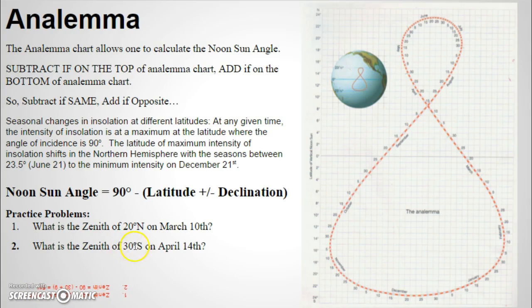So what is the zenith at 30 degrees south on April 14th? Notice my reference point is in the southern hemisphere, so the same rules apply. Subtract if it's on the same side, add if it's on the opposite. April 14th is going to be up here. Notice it's on the opposite, so I'm going to add it. So I take 90 degrees minus 30 plus, let's see, 9. I got a value of 9 up here. Here we go, 9. So 30 plus 9 is 39. 90 minus 39 is 51 degrees as my noon sun angle at 30 degrees south on April 14th. I hope that helps.